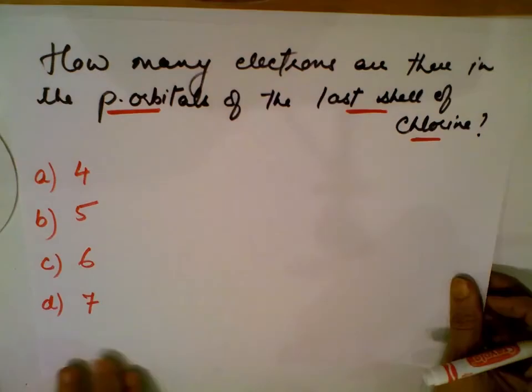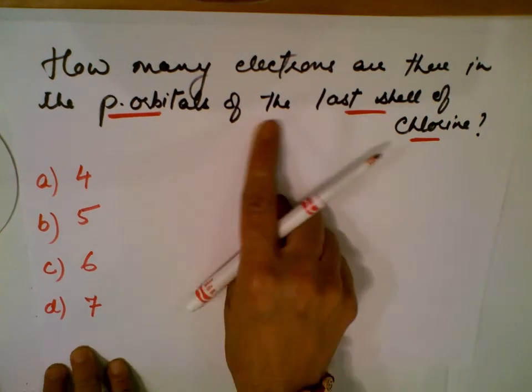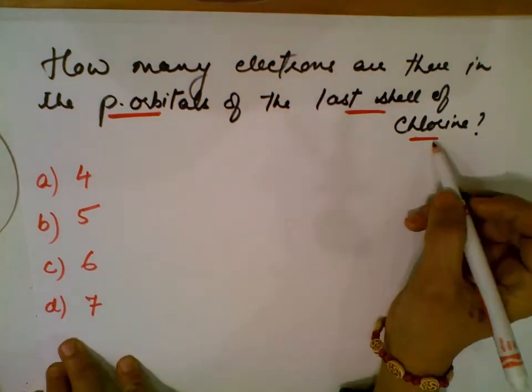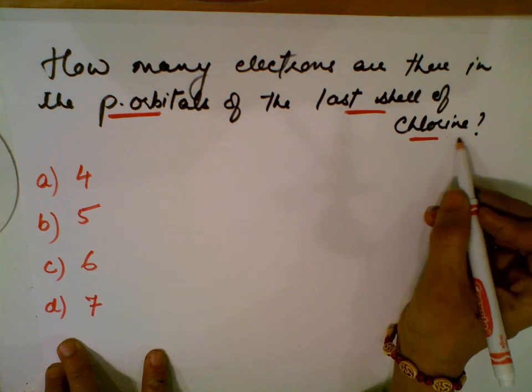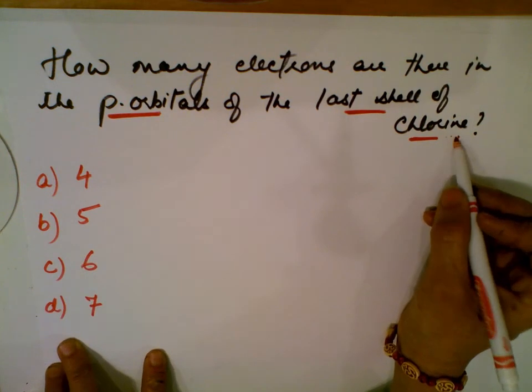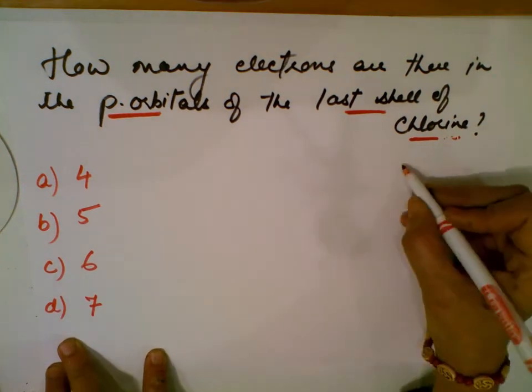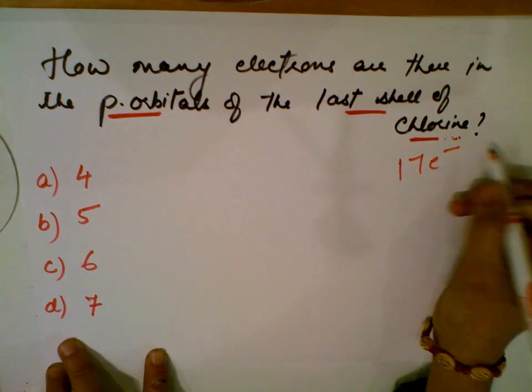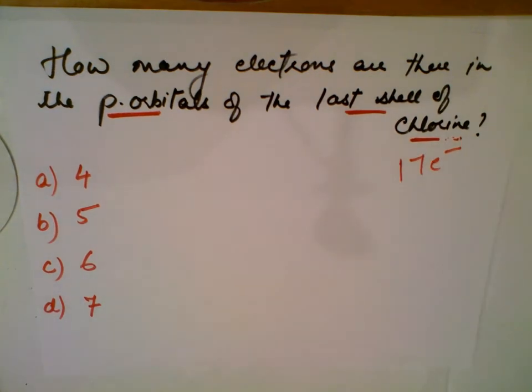And that's what you did. Great job. How many electrons are there in the p orbitals of the last shell of chlorine? So you're going to look at the periodic table. Look at the chlorine atom. Chlorine has 17 electrons. So you're going to write the electron configuration for chlorine. How would you do that?